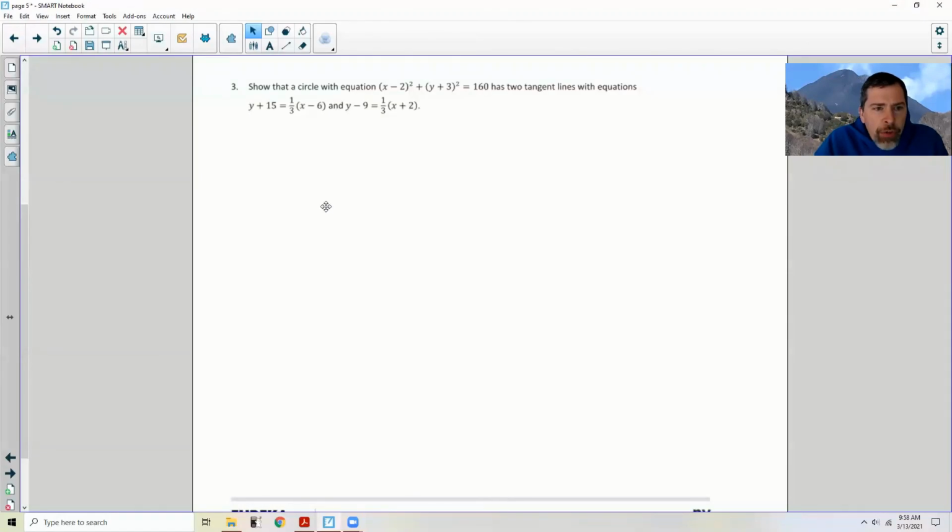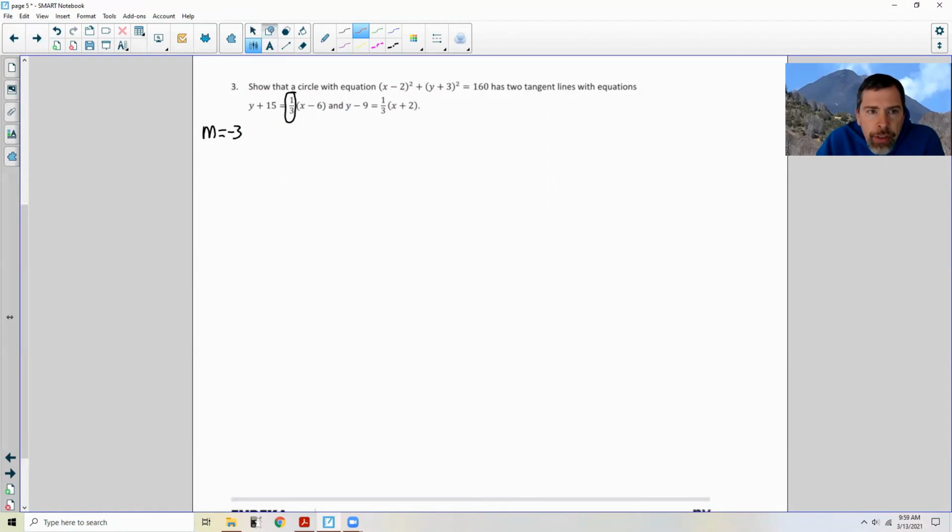Okay, page 5 continued, to number 3. It says, show that a circle with equation (x minus 2) squared plus (y plus 3) squared equals 160 has two tangent lines with equations y plus 15 equals 1/3 times the quantity x minus 6, and y minus 9 equals 1/3 times the quantity x plus 2. Before I continue, notice that the tangent has a slope of 1/3. So therefore, the slope of the radius or diameter would be -3. For starters, that would be the slope of our radius.